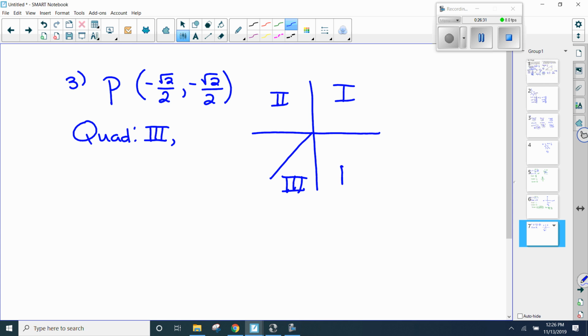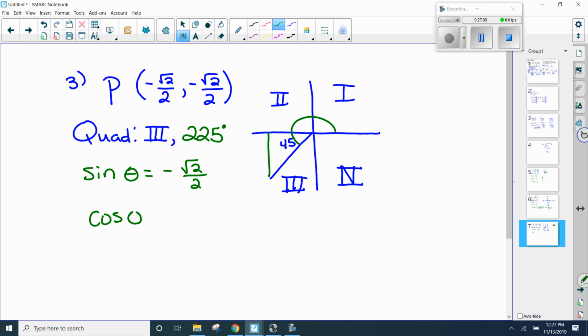Is it 225? Because it's a 45-degree reference angle right there. And what you have is 180 plus 45. So you are correct. Your angle measure is going to be a 225-degree angle. Now, what is the sine? Negative radical 2 over 2. What is the cosine? Do you have to put the negative sign? You do. Yep. Because they don't want a 60 degrees. They want a 225. It is negative radical 2 over 2.